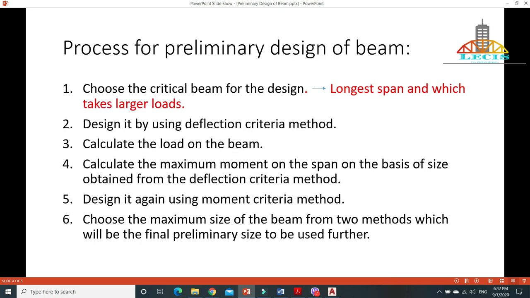Here we completed these three tasks, where we calculated the load on the beam. Now we are going to calculate the maximum moment on the span on the basis of the size obtained from the deflection criteria method.